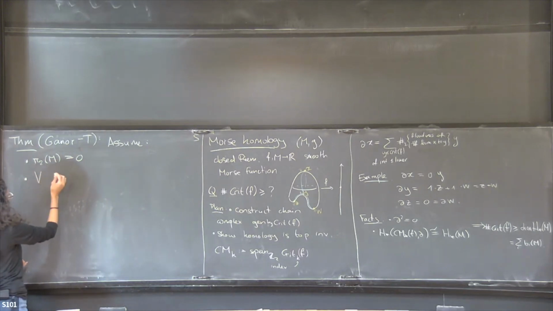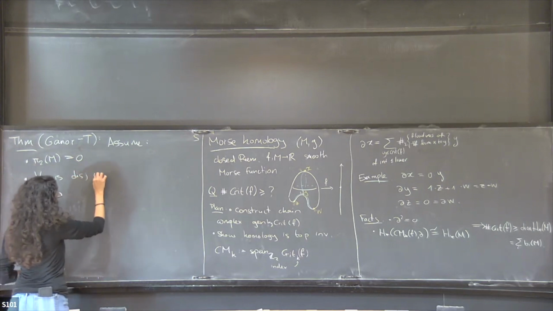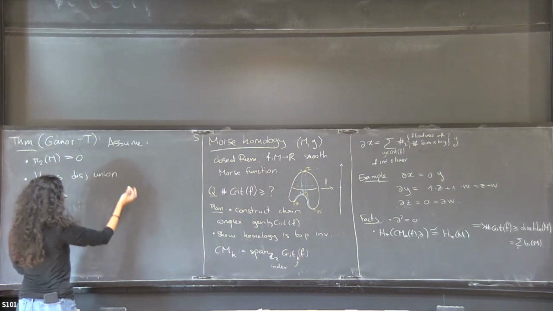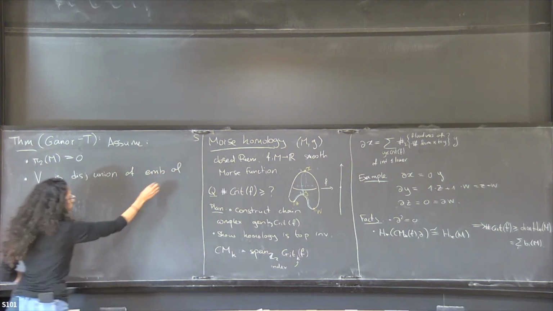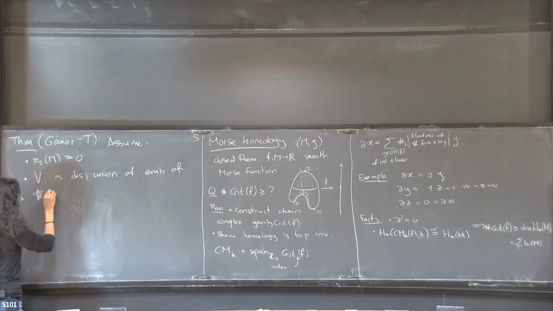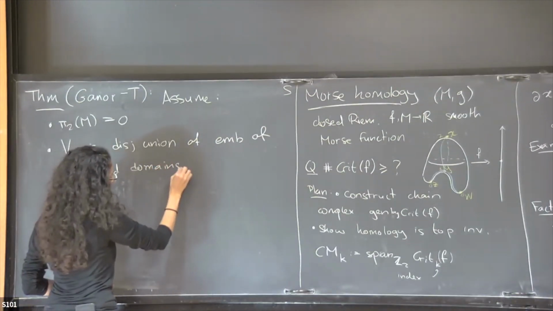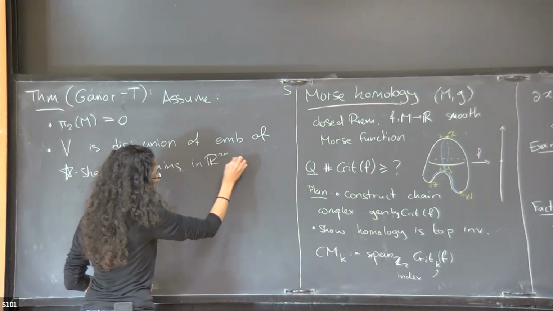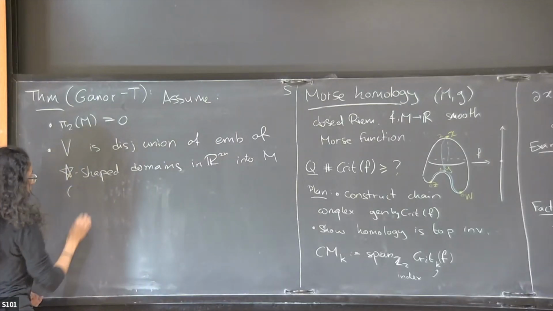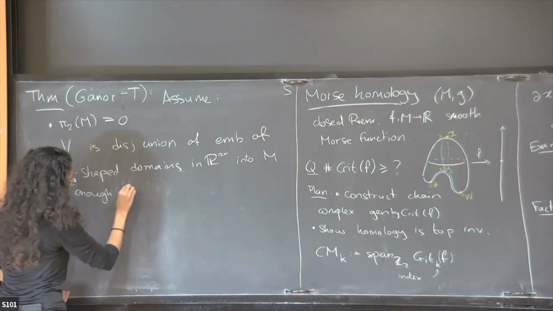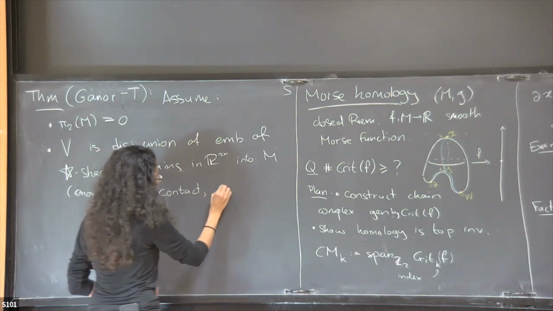So for example, it's enough to assume that it's a disjoint union, could be also one connected component, but in the more general case, disjoint union of symplectic embeddings of star-shaped domains in R^2n into M. And for the symplectic people in the audience, I will say that it's enough to assume that the boundary of V is contact and incompressible.